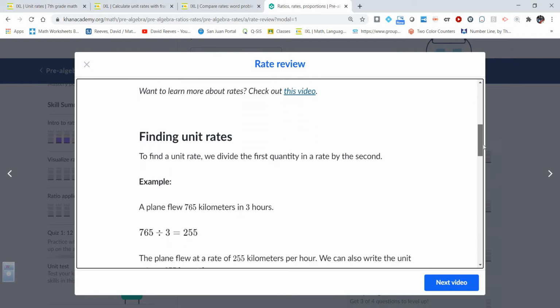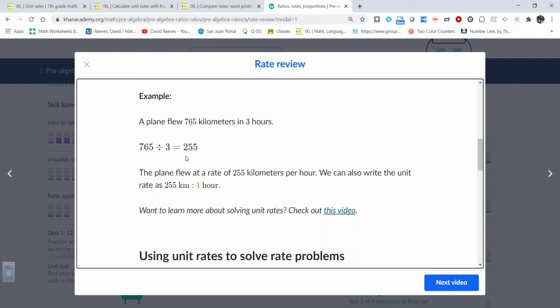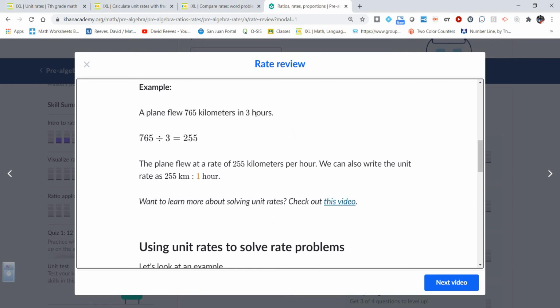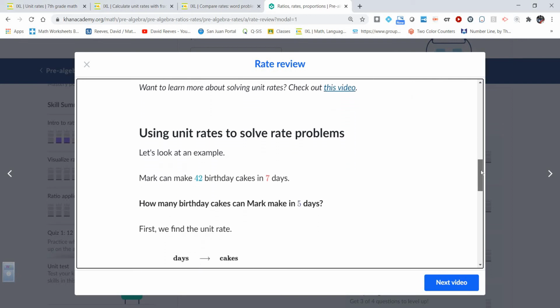All right? And then to find a unit rate, this is funny. This is what I just did. 765 divided by 3, we get 255. So if you simply take the first quantity and divide it by the second quantity, you will get a unit rate because anything divided by itself is 1, right? So you would be dividing that top number by that bottom number, which would make that bottom number equivalent to 1. All right. When we work with fractions in just a little bit, it will be a little more clear on what we're doing there and why.